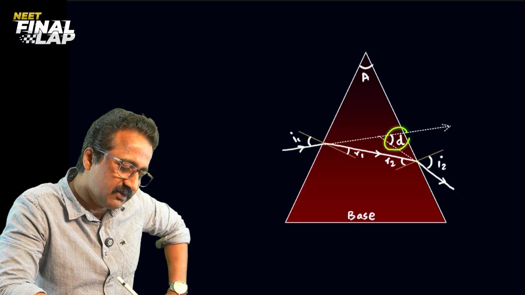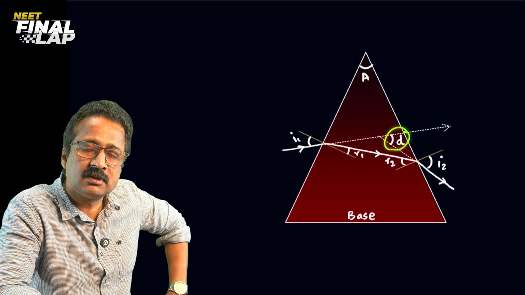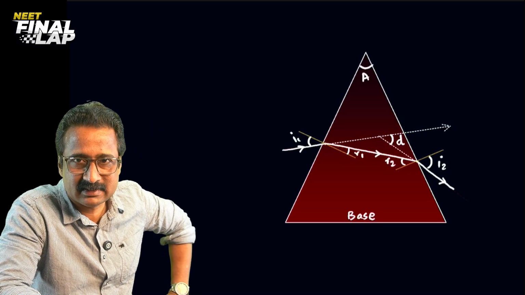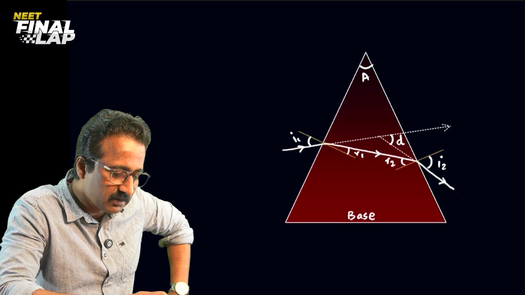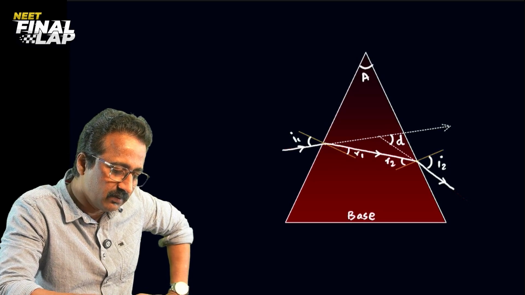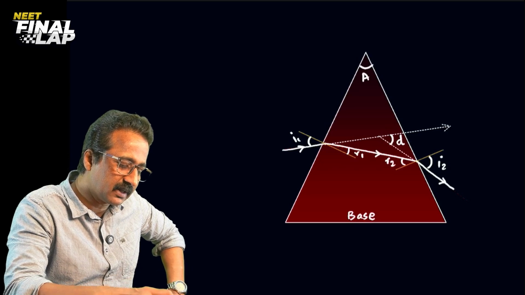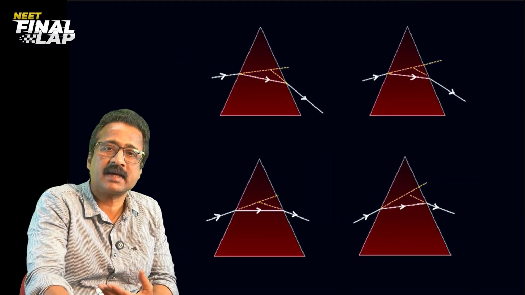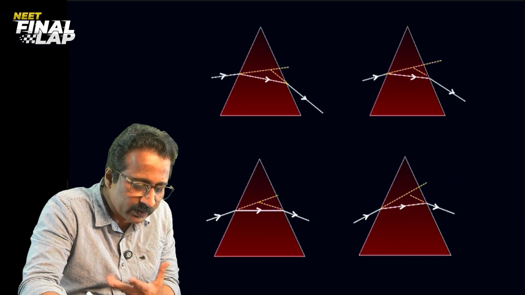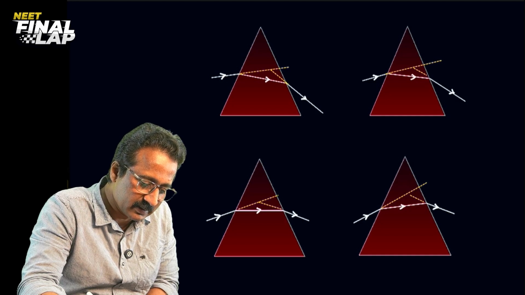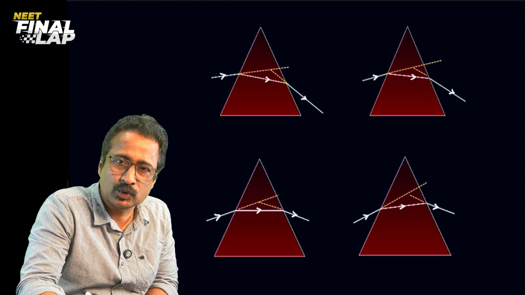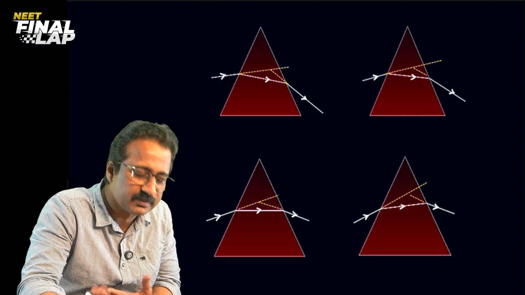This deviation actually depends on how you pass light. In fact, when light passes through a prism, the deviations can often be different. That is why in the lab we do this experiment many times, as several trials. Look at the series of diagrams given here. I have shown light ray passing through the same prism in different ways.